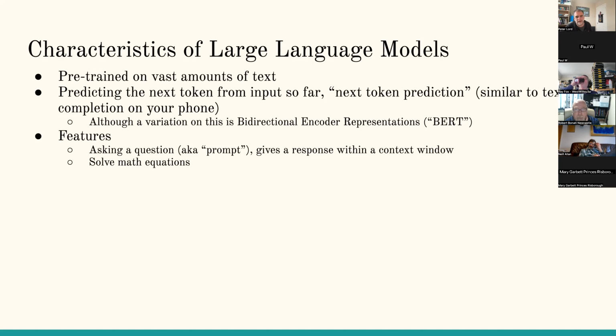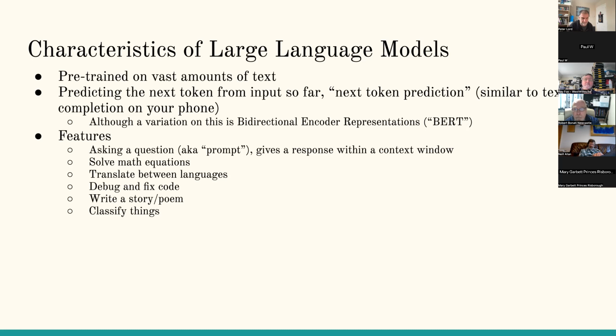So these systems can solve maths equations. They can translate between languages, which was the original goal of Google Brain, to translate English to French and so on. They can debug and fix code, and from a software developer's perspective, what you get out of large language models can be quite astonishing. You can write a story or a poem, classify things, and summarize and query text. So if you download a scientific paper, you can ask a large language model to summarize it in 250 words or something like that, and it will do so.